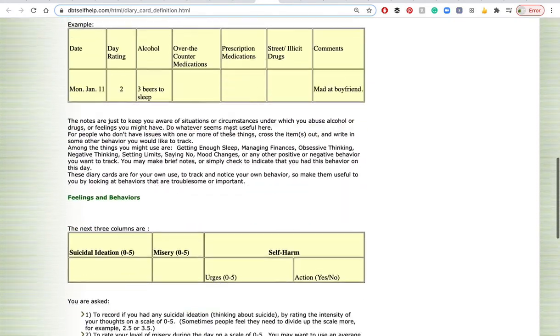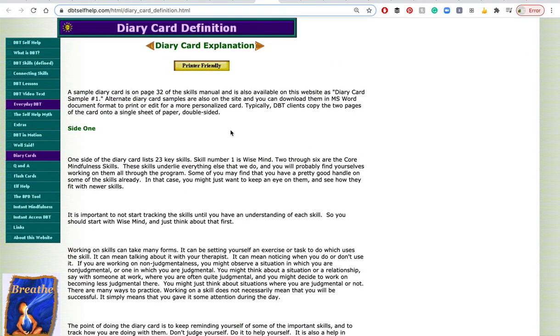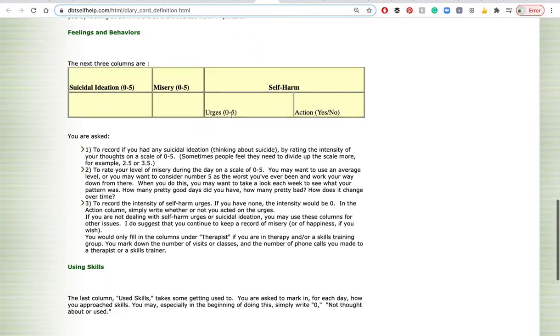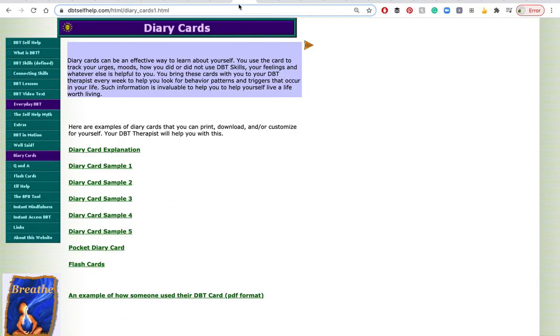This is a classic diary card. So if you're looking for something to follow along with in some way, this is probably a good place to start. The original diary cards do mention self-harm as well as urges and behaviors. Some of them also talk about if you're having any thoughts of suicide or just to harm yourself. So I just want to start by saying you will see some of those words that might be triggering or uncomfortable to you as we move through.